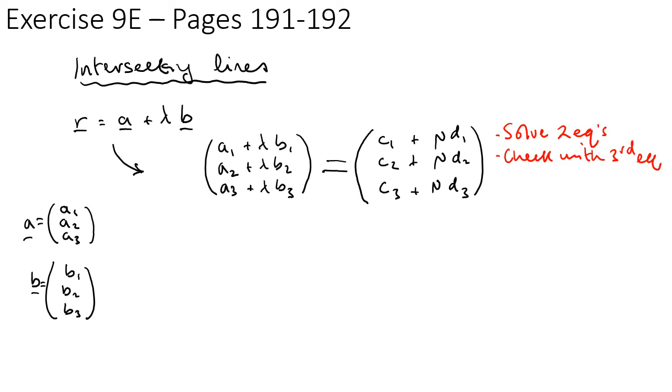And then from there we will actually be able to find mu and lambda, and then we substitute those back in to find the point of intersection. So sub lambda and mu back in to find the point of intersection.